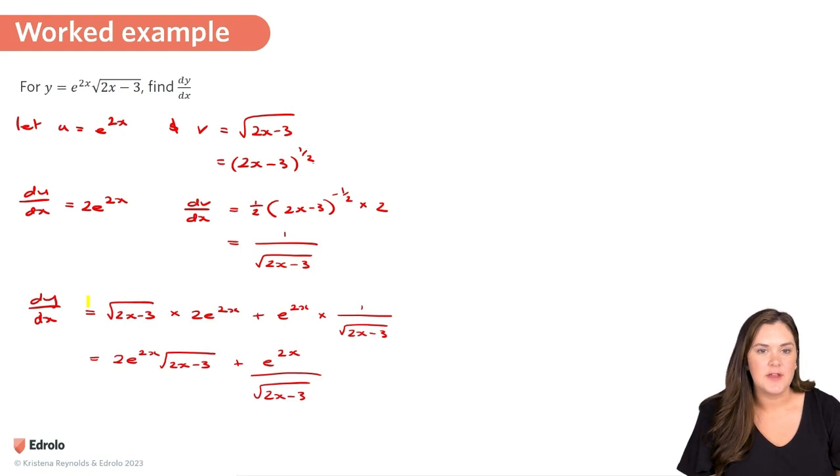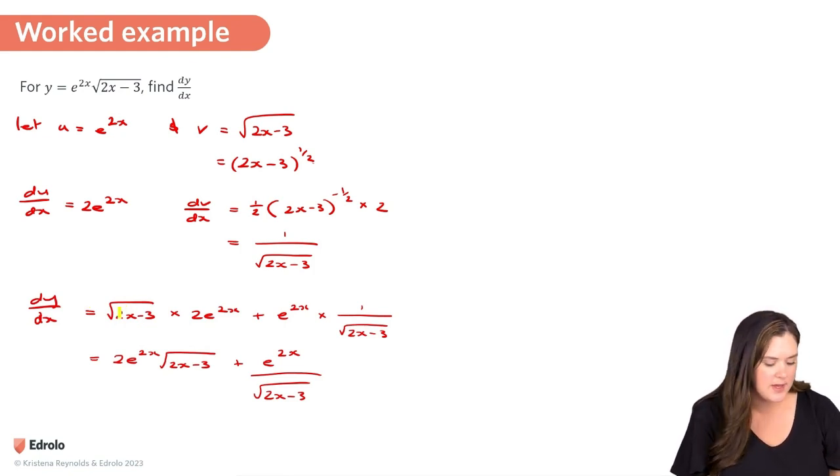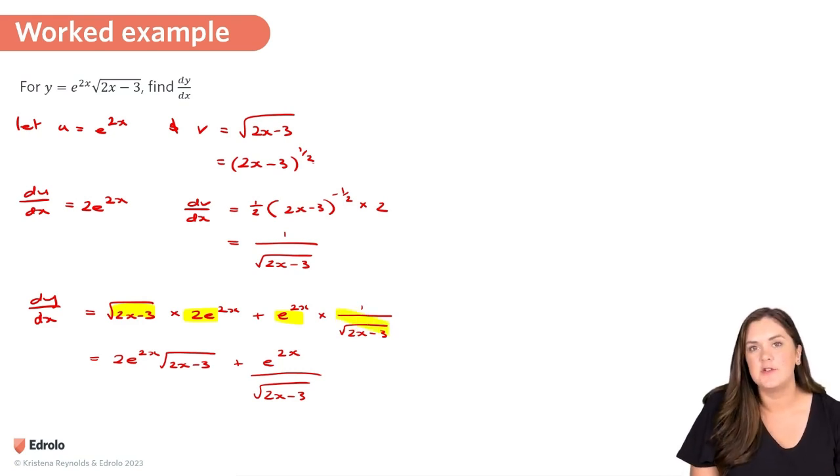So now we need to put everything together. So the derivative of y, we get just our normal v multiplied by the derivative of u. And then we have our normal u multiplied by the derivative of v. So we end up getting 2e to the power of 2x multiplied by the square root of 2x take 3 plus e to the power of 2x divided by the square root of 2x take 3.